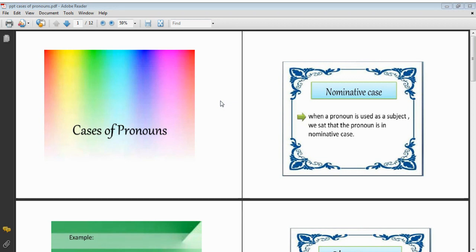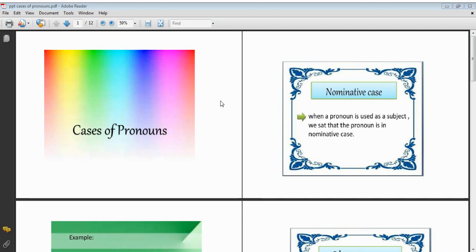It is again a part of your grammar MCQs paper. For 9, 10, 11, 12, it is equally important. This is the reason that I have selected it today. First of all, we are going to start with the cases of pronouns. So what does it mean? The first case which we are going to discuss is the nominative case.